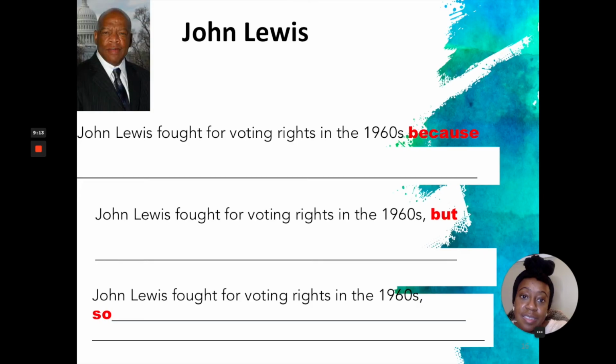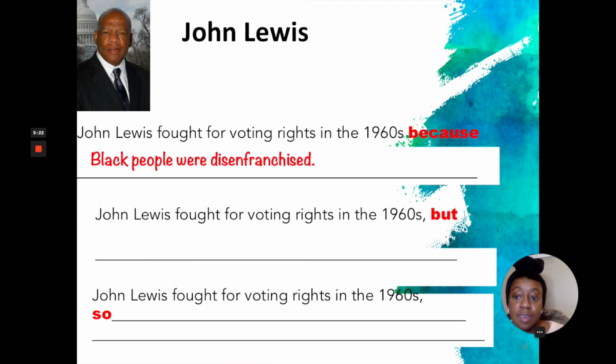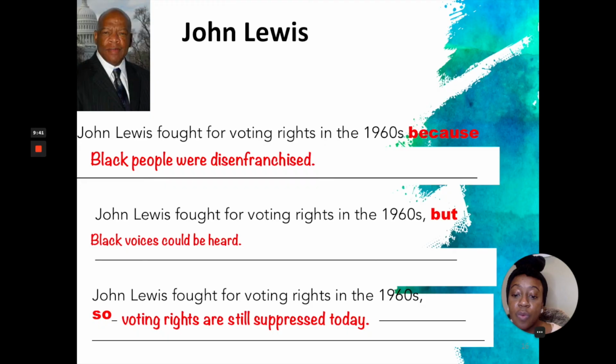John Lewis fought for voting rights in the 1960s because, John Lewis fought for voting rights in the 1960s, but, John Lewis fought for voting rights in the 1960s, so. So what's the mistake? John Lewis fought for voting rights in the 1960s because Black people were disenfranchised. John Lewis fought for voting rights in the 1960s, but Black voices could be heard. John Lewis fought for voting rights in the 1960s, so voting rights are still suppressed today.